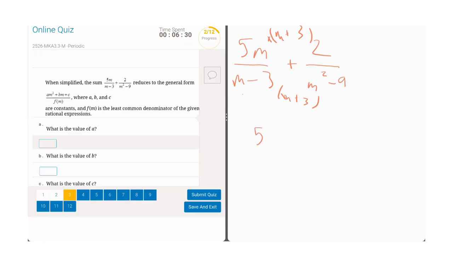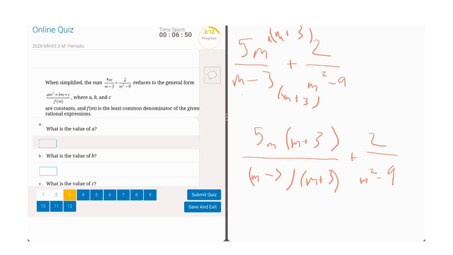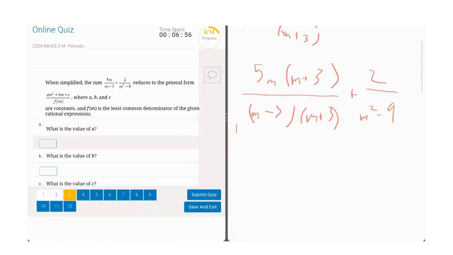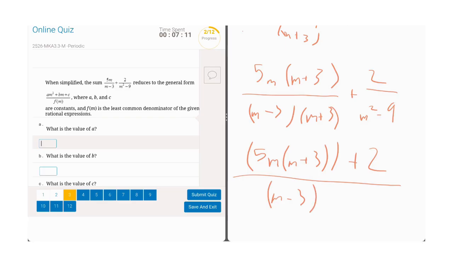So I have 5m into m plus 3 over m minus 3 into m plus 3, or if you want, you can write m squared minus 9, plus 2 over m squared minus 9. So this is the same. If you want to write, you can do any of them. Now, after, we can rewrite this as 5m into m plus 3, all adding to 2, all over m minus 3 into m plus 3.